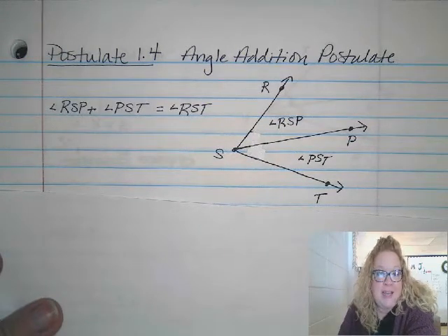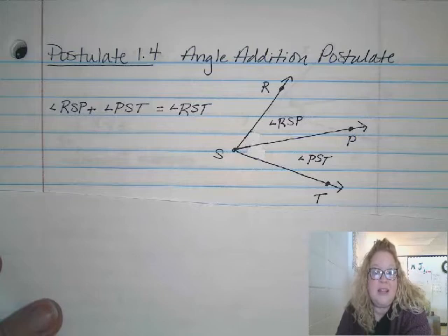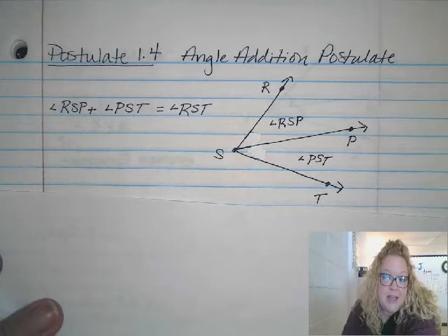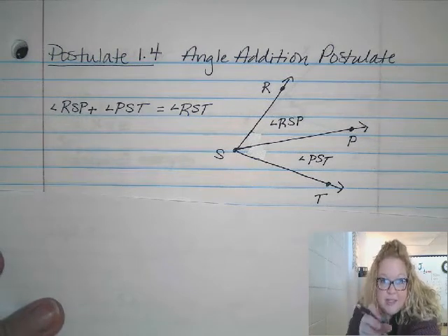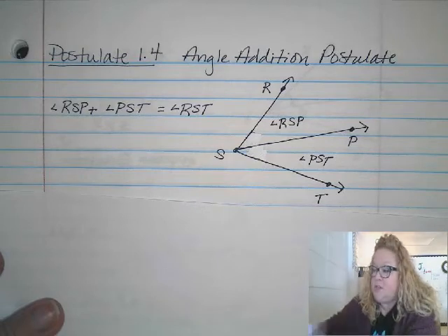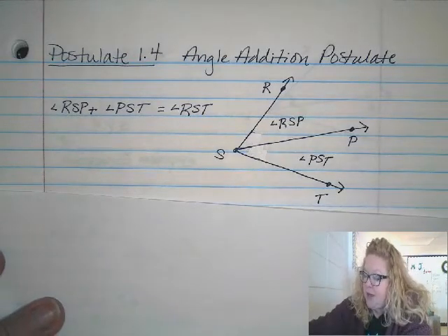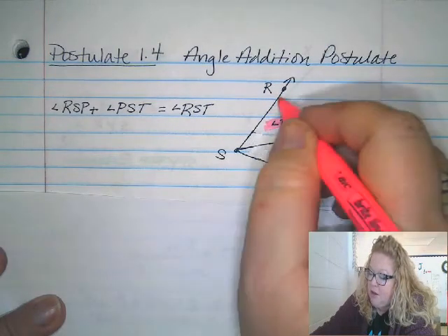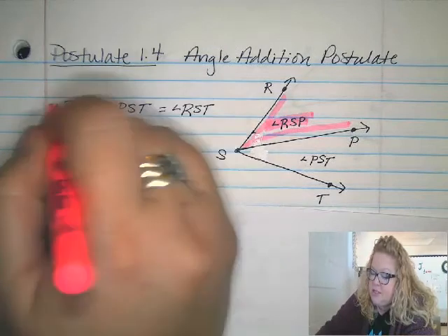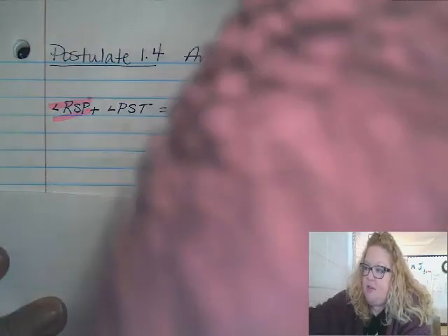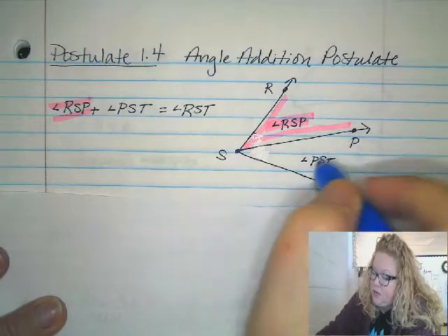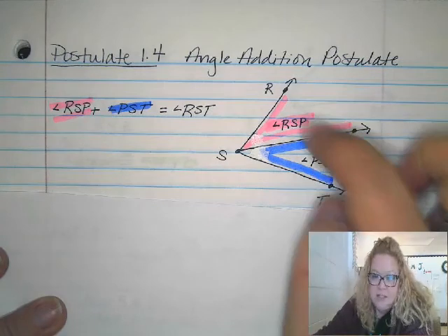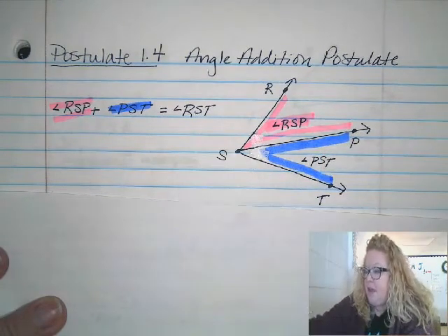The next postulate today is postulate 1.4, and it's called the angle addition postulate. Very similar again to the segment addition postulate, where I take two pieces and I add them together to get the whole. So the same thing is happening with this one. I have angle RSP, so it's this one right here. And if I add that to angle PST, that's this one right here. If I add these two pieces together, I'm going to get the whole piece.